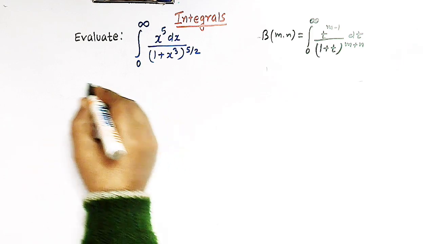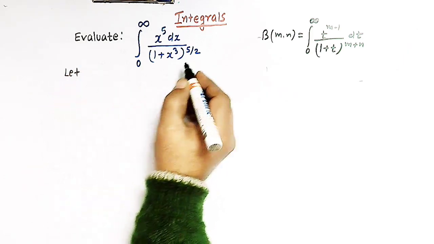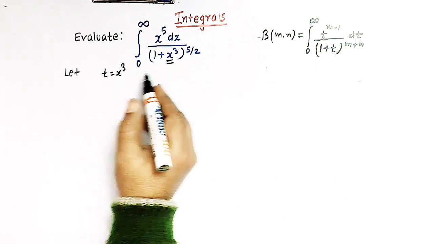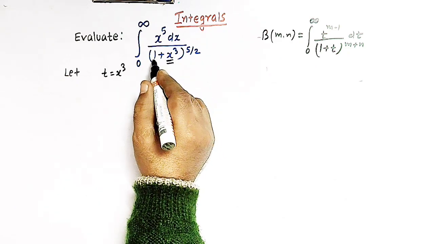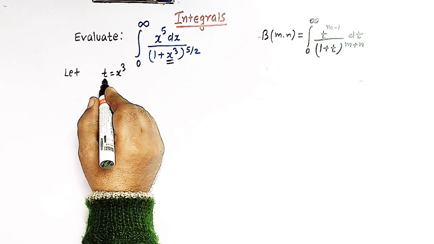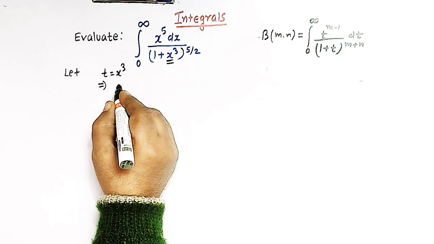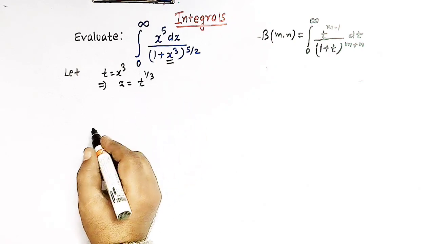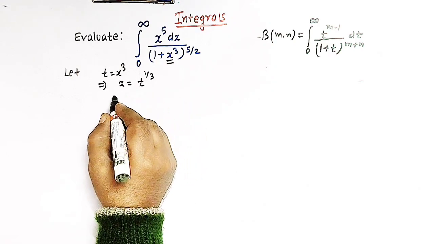So now let us first substitute t is equal to x cube, right? So that this term becomes 1 plus t raised to 5 over 2. So we'll take t is equal to x cube, and this implies that x is t raised to 1 over 3. So let us differentiate x with respect to t.